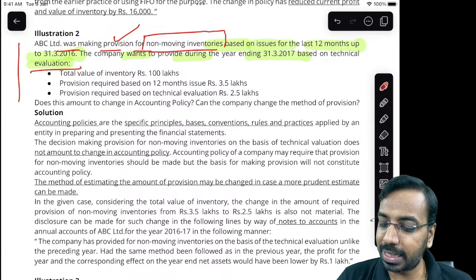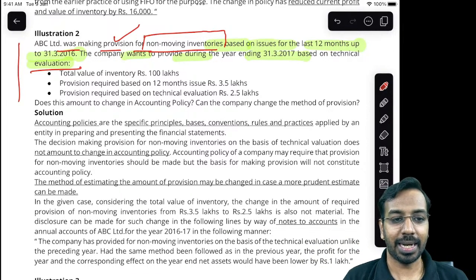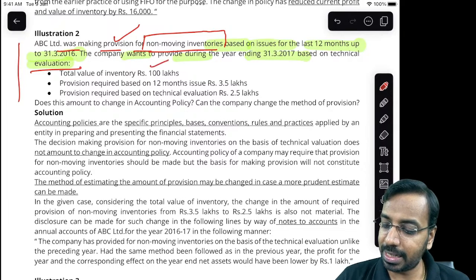They want to change it to a technical evaluation. Means we'll get some expert to provide for non-moving inventories. Right. Now the value of inventory is 100 lakhs, provision required is 3.5, new provision required is 2.5.